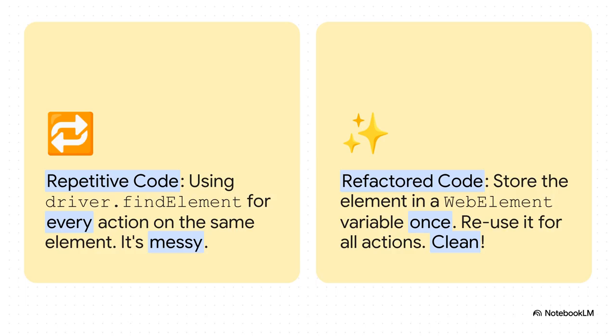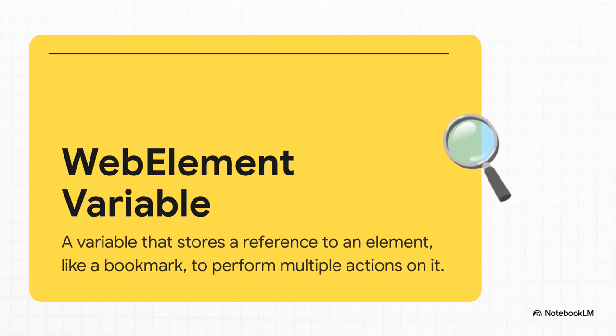Now look at the right. We find the element just one time, save it in a variable, and then we can just tell that variable what to do. So much cleaner, right? Easier to read and faster. This is all thanks to something called a web element variable. The easiest way to think about it is like a bookmark for that specific spot on the web page. You do the hard work of finding it once, you stick a bookmark in it, and from then on, you can just jump straight to that bookmark instead of searching the whole page all over again. It's a fundamental best practice that'll make your code so much better.